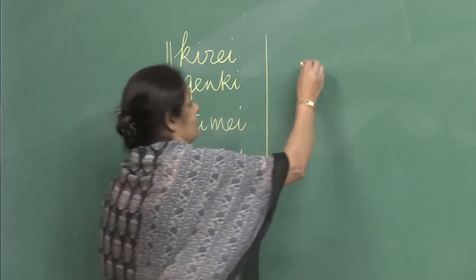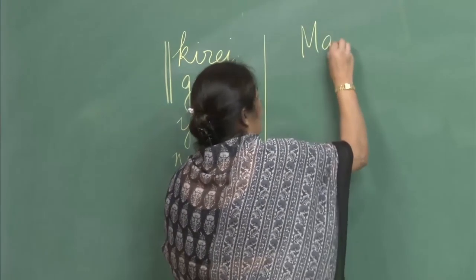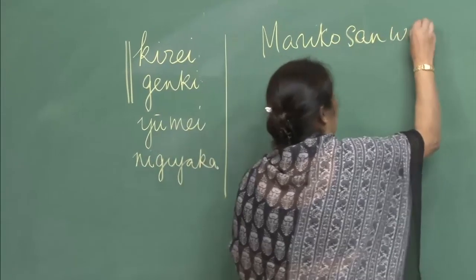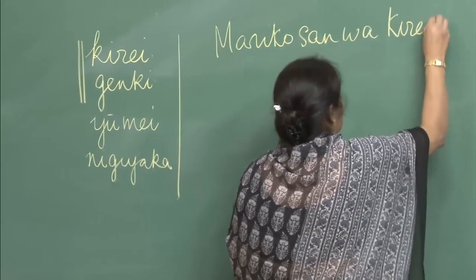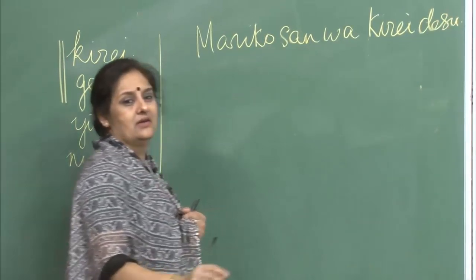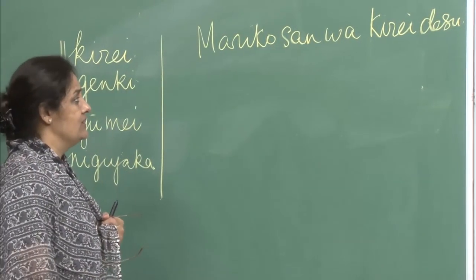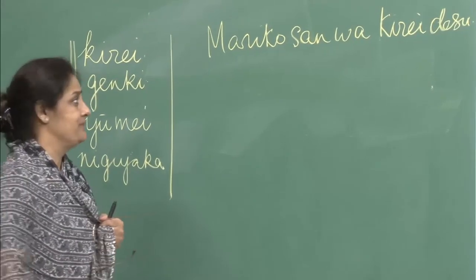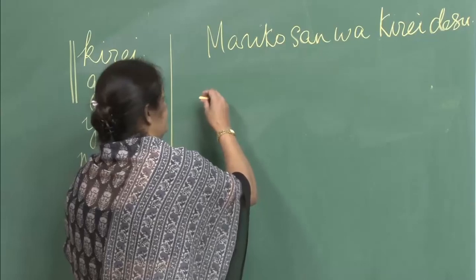Now, Mariko san wa kirei desu. Now, what do you understand from this? Well, this is a simple statement. Mariko san wa kirei desu. Mariko san is pretty.